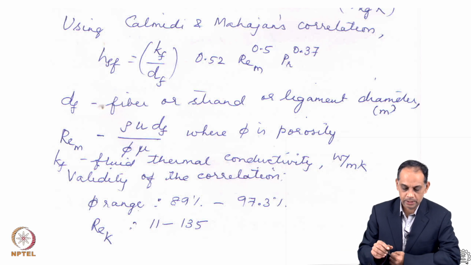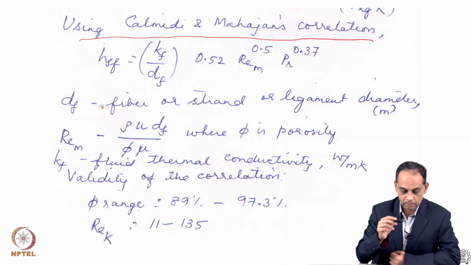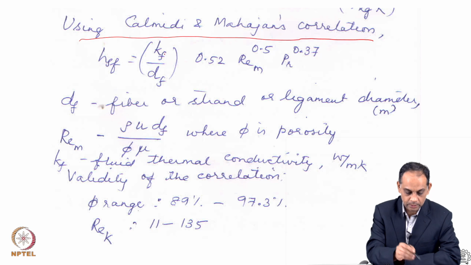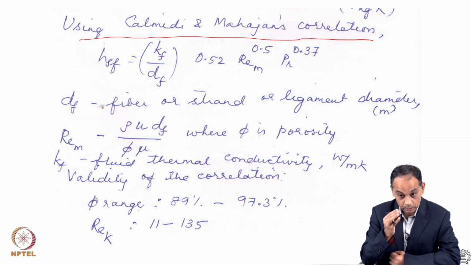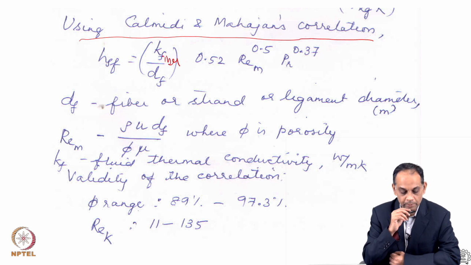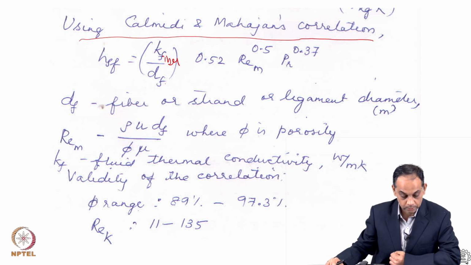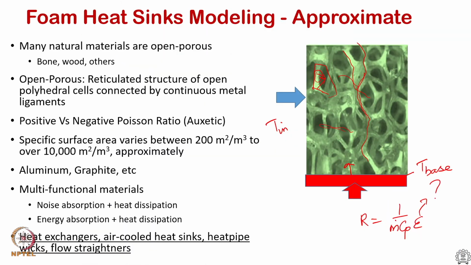And for the interstitial heat transfer coefficient, we are going to make use of the correlation given by Kalidi and Mahajan in their paper. Kf is the thermal conductivity of the ligament or the metal fiber. This F is not fluid here, it is the fiber. Df is the strand or the fiber or the ligament diameter.